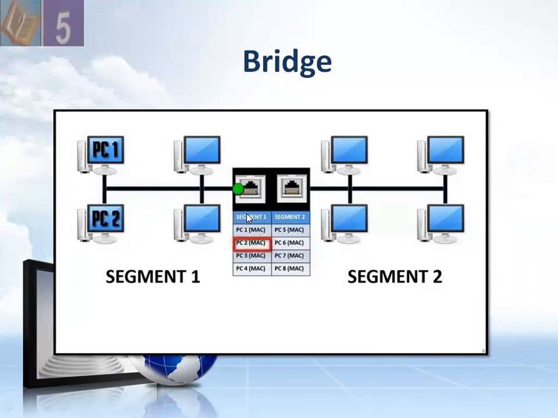If it is in segment 1, it will broadcast the message to all computers, all PCs, not the specific PC. So it is not a very intelligent device, but it can split a long LAN network into segments. Here we have segment 1, here we have segment 2. If the computer is on segment 2, then it will pass to segment 2.